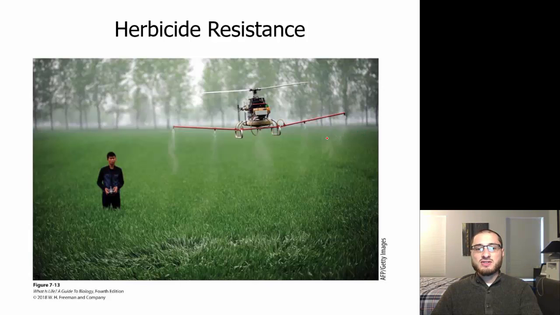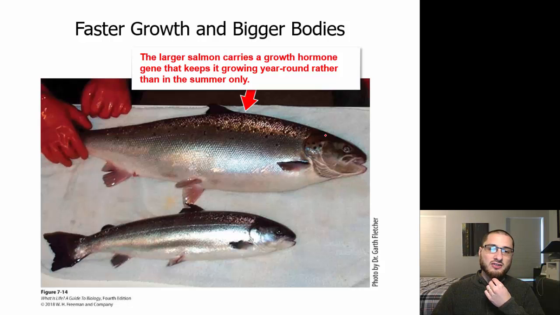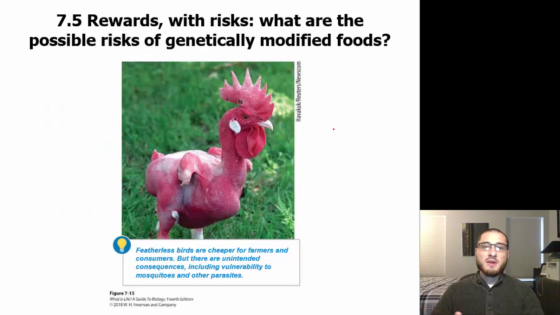You have herbicide resistance as well, where they're going to be able to resist being sprayed with these strong herbicides. You want to have your plants be able to be sprayed so that it can kill all the weeds around it, but it won't kill the plant itself. Faster growth, bigger bodies. All right, you have larger salmon. It carries a growth hormone gene that keeps it growing year round rather than in the summer only. So now more food, more salmon when you're going to harvest those salmon.